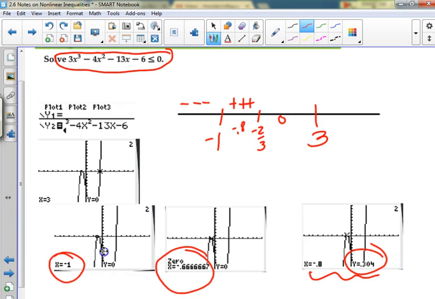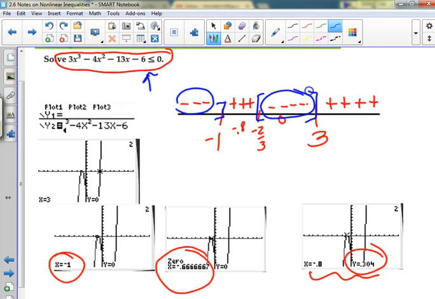And then could you tell what it's doing in here between there? Yeah, it's below the x-axis. And then at 3 and to the right, it's above the x-axis. So the question says, where is it less than or equal to 0? It's negative here, and it's negative here. But because it says less than or equal to, I want to do what? I need square brackets here, here, and here.